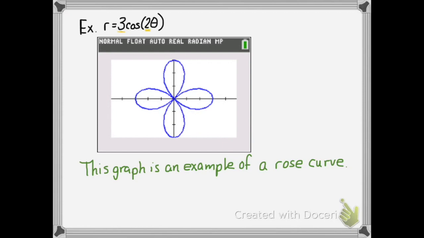When we go on to the graphing calculator, you're going to see a few other examples of rose curves, but I would encourage you to change those values on your graphing calculator and see what the new pictures look like.